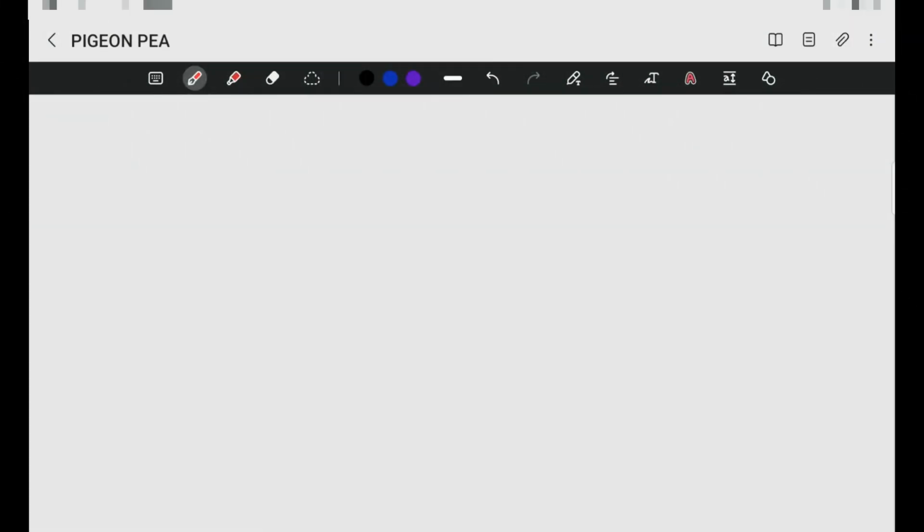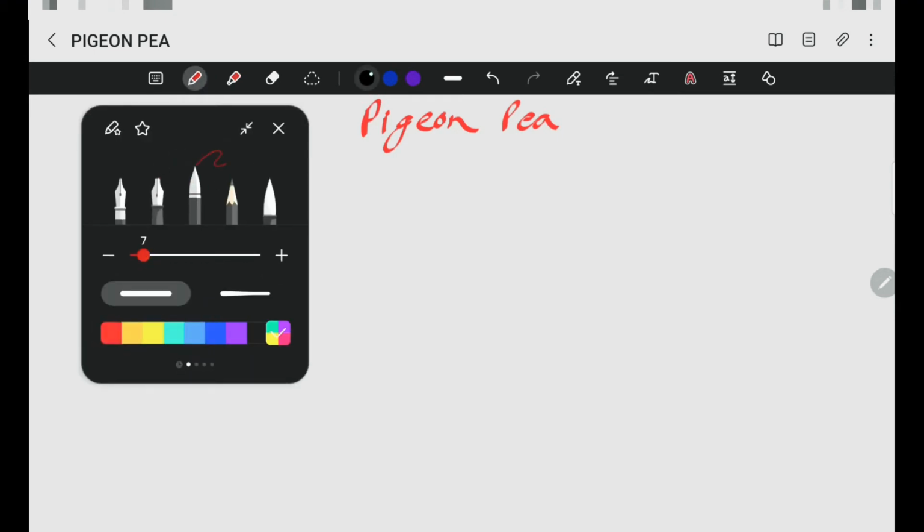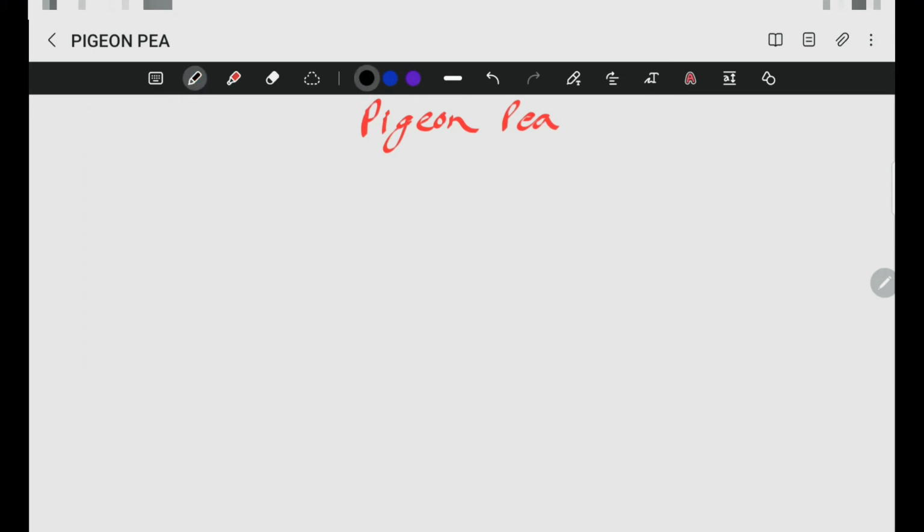So our today's topic is pigeon pea. Okay, so let's start our discussion with the topic pigeon pea. We will start our discussion with common name. Common name of pigeon pea is arhar. In Hindi we call it arhar. We also call it tur.